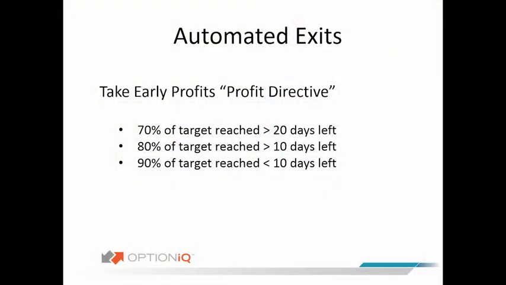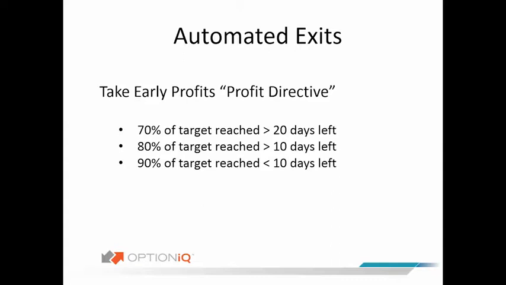As far as our automated exits go, depending on what broker you use, we do have the opportunity to automate that exit. Now, when you automate the exit, here are our recommendations, or what we would call our profit directives. If I reach 70% of the target profit and I reach it with still greater than 20 days left in the trade, we would recommend closing out the trade.